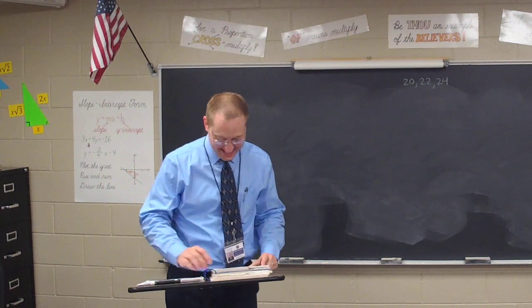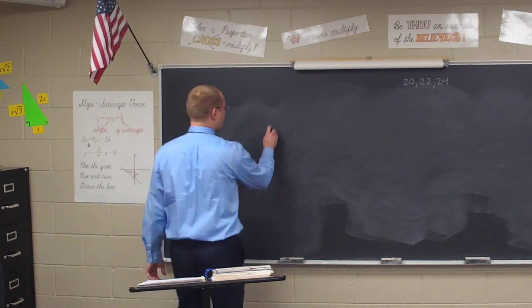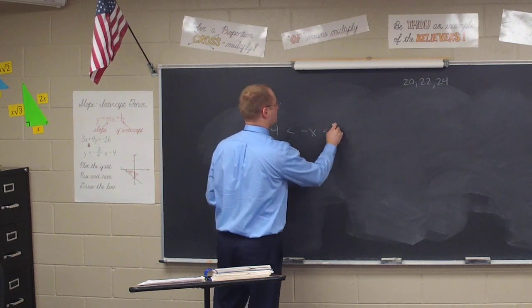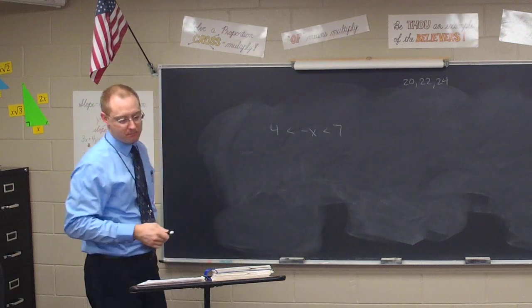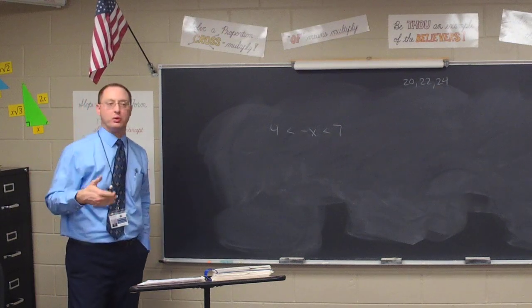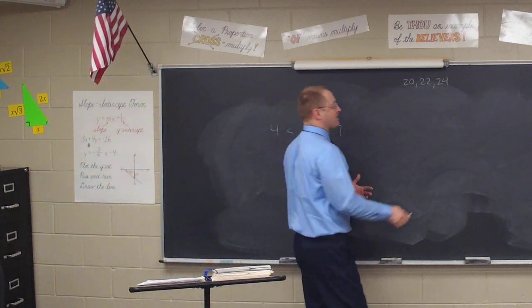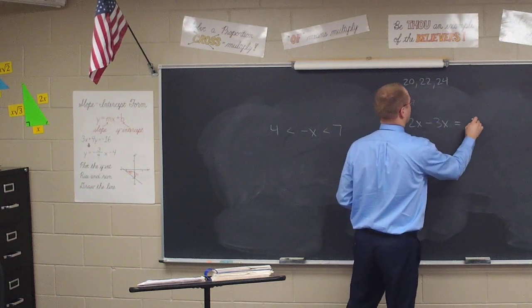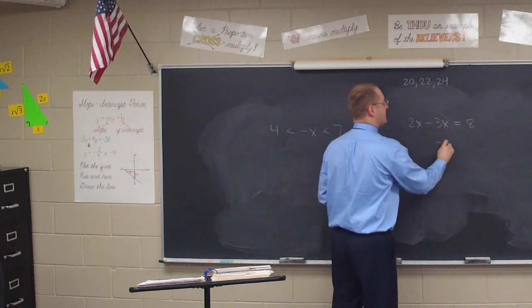All right, so anyway, number 12, we've got this really basic inequality. It looks like 4 is less than negative x is less than 7. There's just one problem. You can't have a negative x, right? We're not solving for negative x. And remember, if we had something like 2x minus 3x is equal to 8, we would combine to get negative x equals 8.